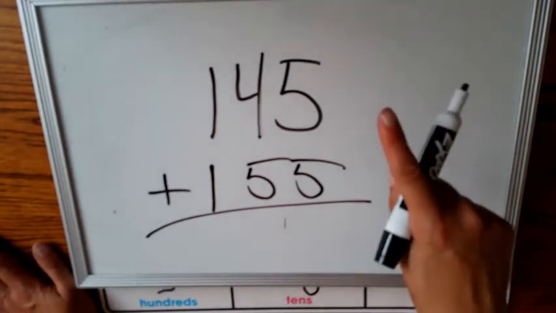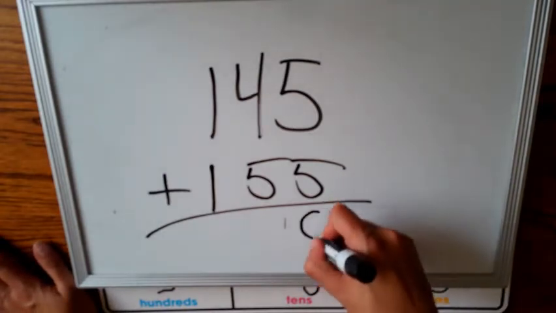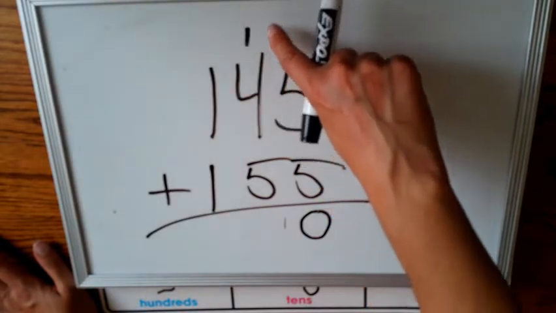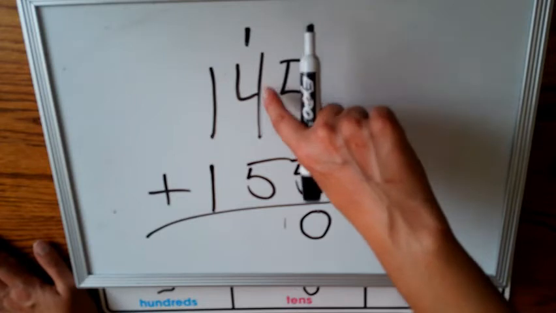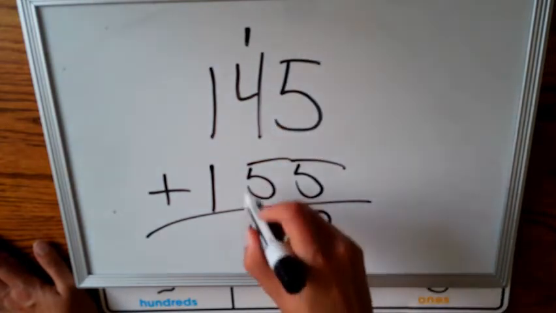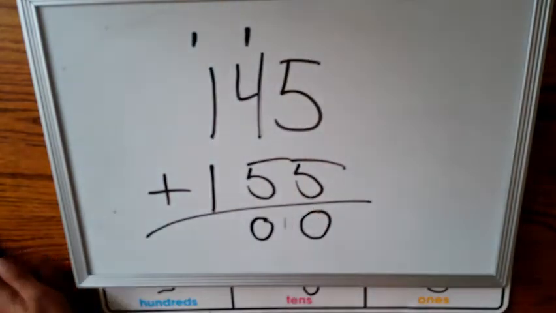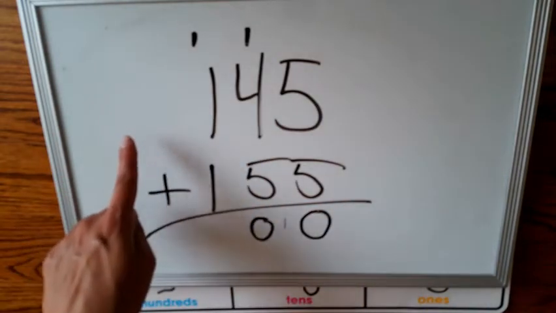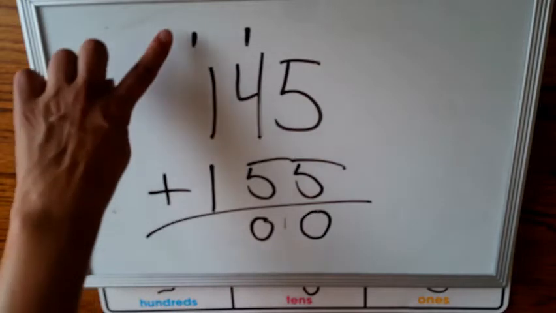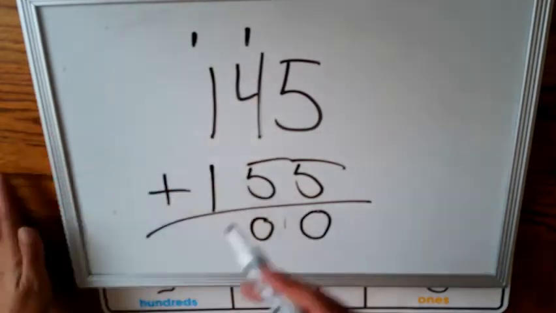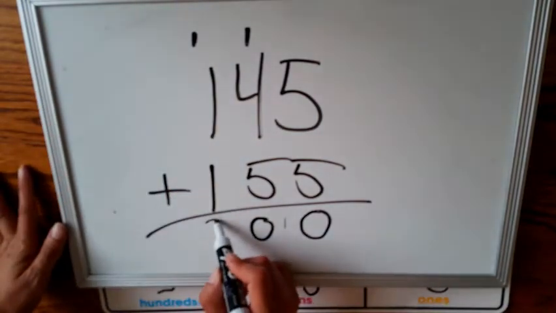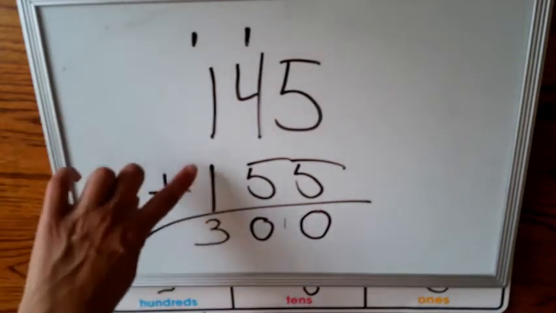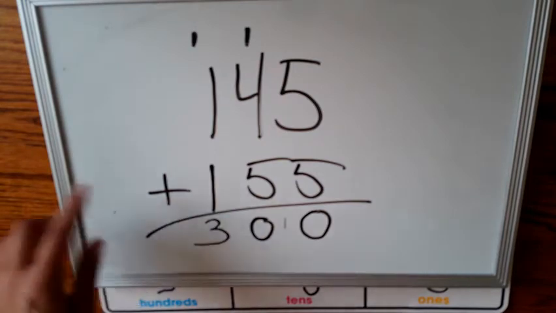Well, from our mental math strategies, we know that 5 plus 5 equals 10. So I'm going to bring that 10 over to the tens place. 1 plus 4 equals 5, and 5 plus 5 equals another 10. Oh my goodness. You notice what I'm doing? I just keep carrying over to the next place in my chart. So I have 1, 2, 3 ones, and 1 plus 1 plus 1 equals 3. So 145 plus 155 equals 300.